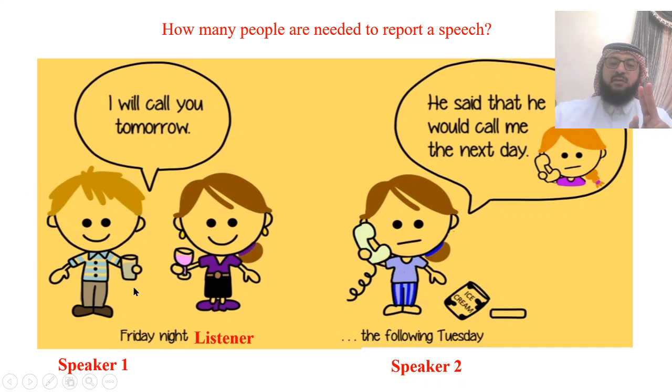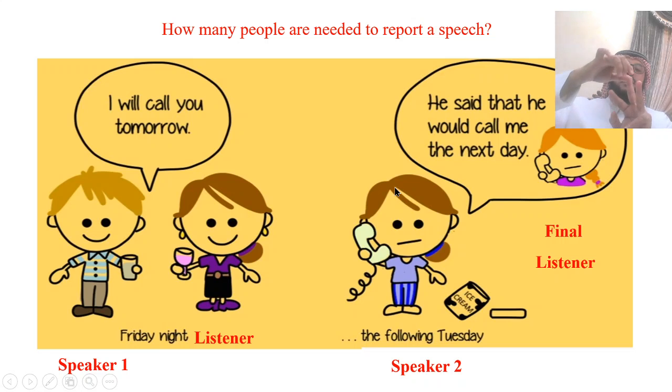1, وهذه نفس البنت, the same girl. 2, and a listener, another listener. So now we have at least 3 people. In order to have or to report a speech, you need 3. From speaker 1 to listener. Listener becomes speaker 2 to a final listener or listener 2. Okay?